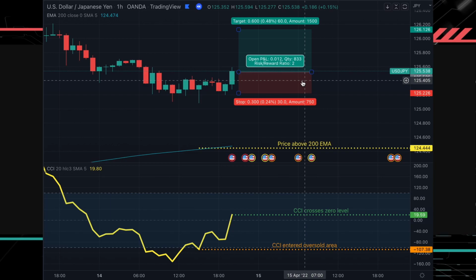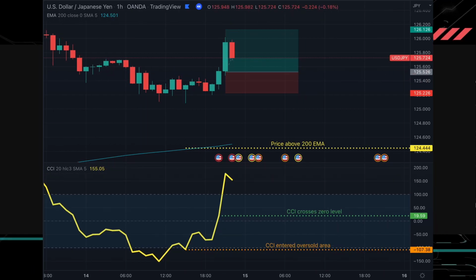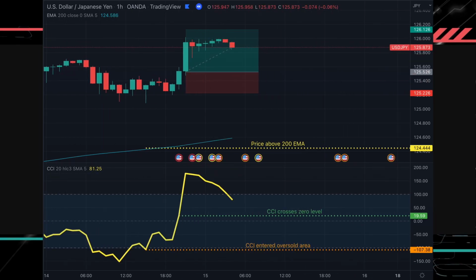For this example, we will set our stop loss at 30 pips and our take profit at 60 pips. This will give us a risk to reward ratio of 2. We let the trade run for a while, and it was able to reach the take profit.